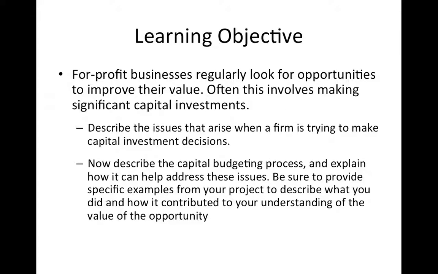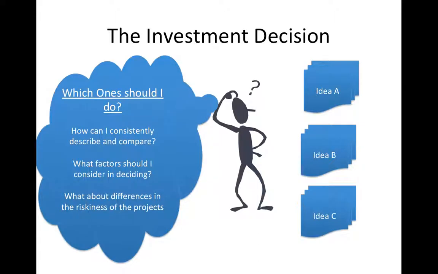And so the learning objective in here, you'll see that, so I'm not going to read it for you. But basically, my goal here is that, first of all, you would understand the kinds of issues that firms are confronted with when they're trying to make a capital investment decision, and then be able to talk about how having a process like this capital budgeting process addresses some of those issues. So let's first talk about the investment decision in general.